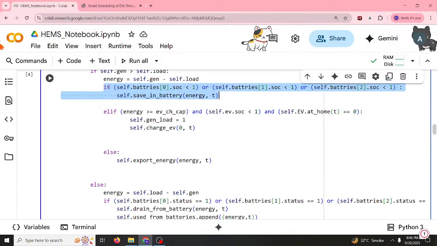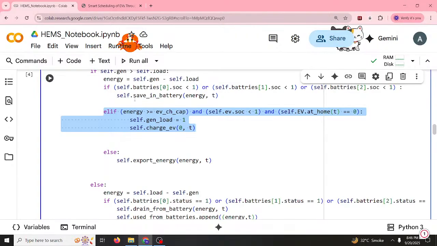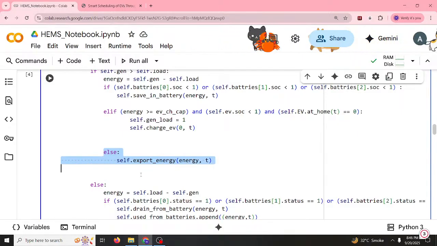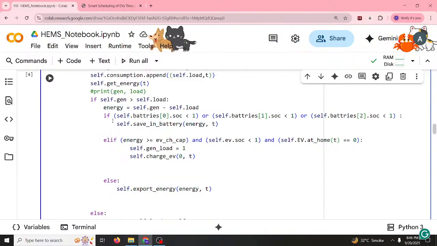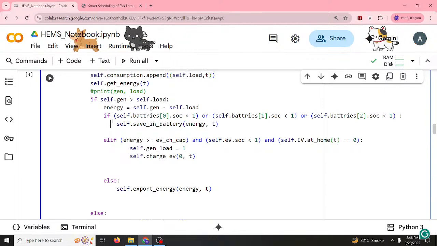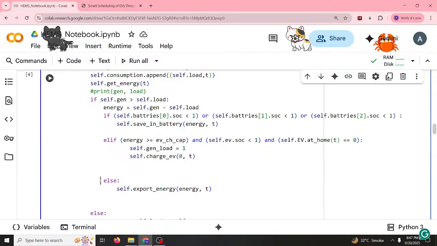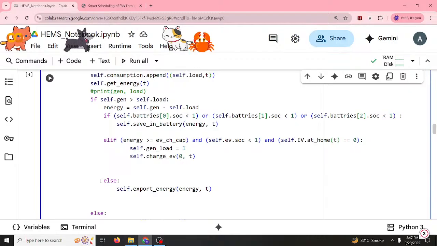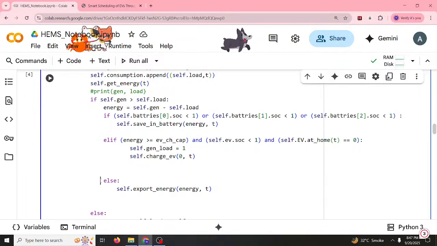Even if all the batteries are full, then we can also charge the electrical vehicle. And if the electrical vehicle is also charged, then we can export the energy. In this way, if we have excess energy in the system, the first priority will be given to the batteries for charging, the second priority will be the EV, and the third priority will be export. In this if and else loop, we are just setting the priorities. Whatever priorities you are interested in, you can set accordingly. It is just the conditional baseline controller.